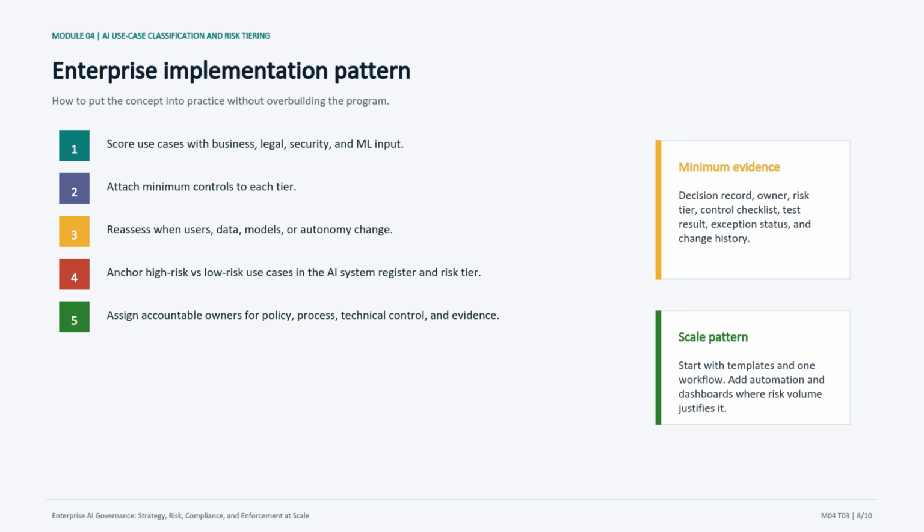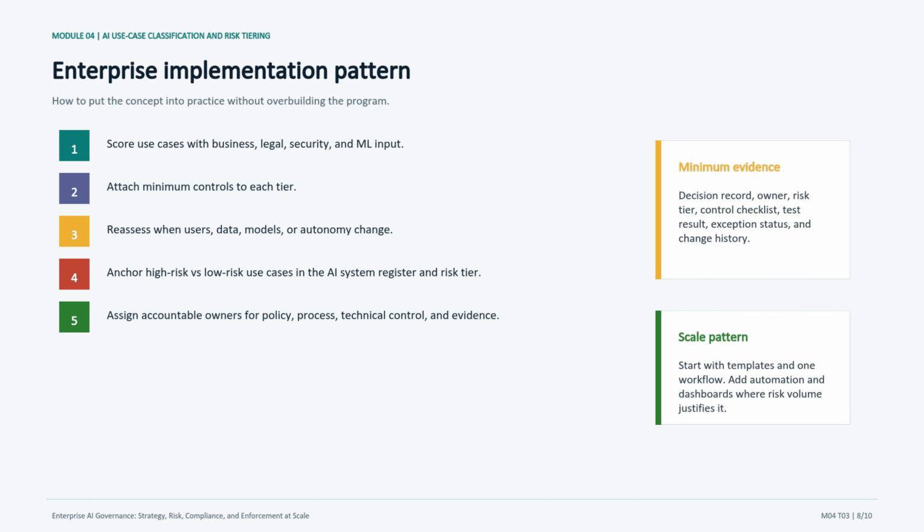I would ask learners to identify which step is policy work, which is process work, which is technical control work, and which creates audit evidence. The minimum evidence box is deliberately concrete. A decision record, owner, risk tier, control checklist, test result, exception status, and change history are the kinds of artifacts that make governance defensible.